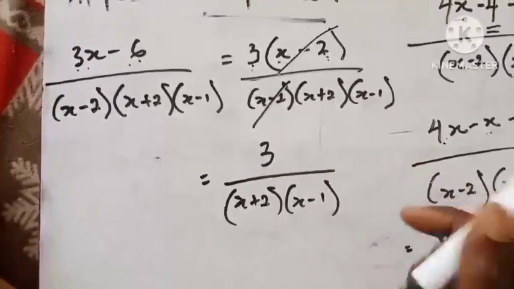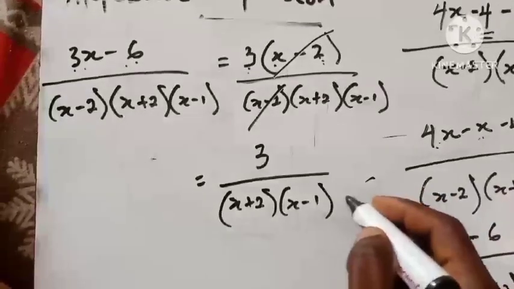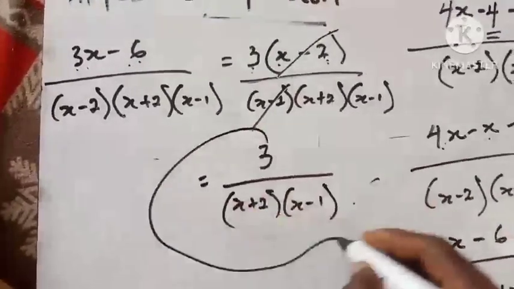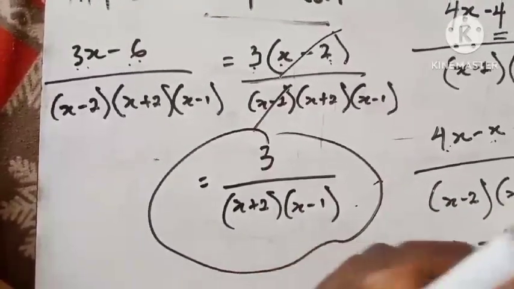So from this, there's no way we can do anything again. Now don't worry yourself and go expand this thing. If you do that, you are making the work more complicated, right? So this should be your final answer for a simplification. Now this is for you.